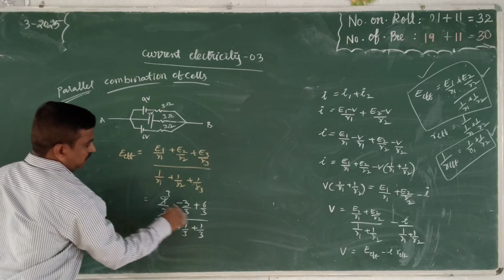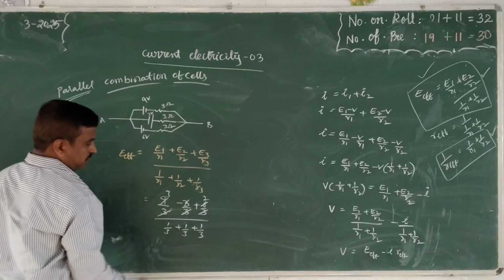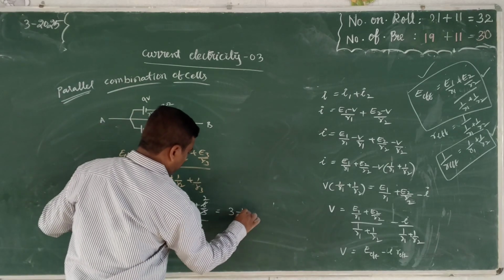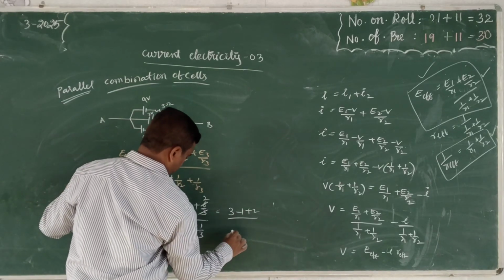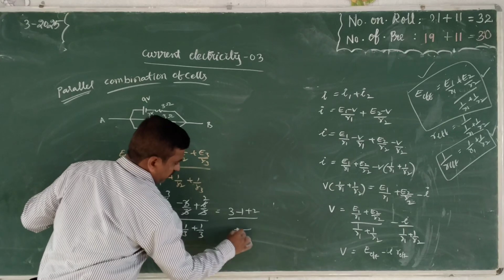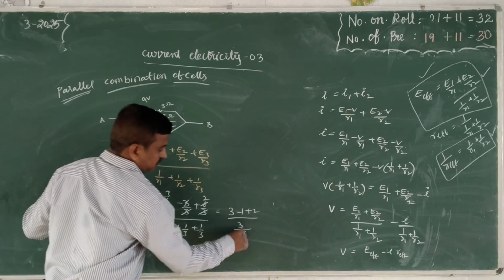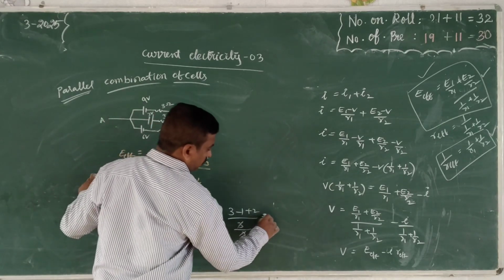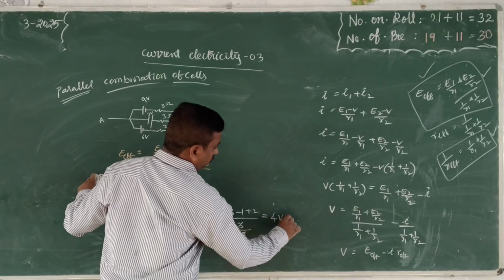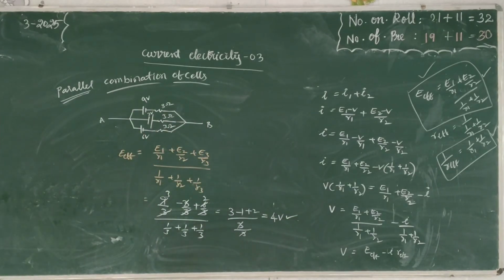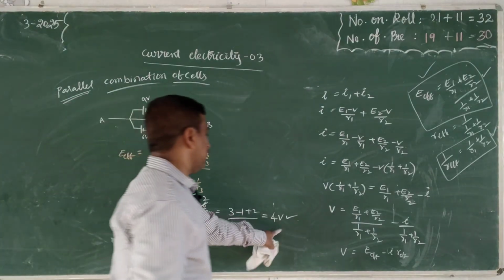Here 3, here 1, here 2. So what we get is 3 minus 1 plus 2, divided by, LCM is 3, 1 plus 1 plus 1, 3 and 3 cancel, 1. We get 3 minus 1, 2, 2 plus 2, 4 volt. That is the resultant EMF when cells are connected in parallel. In this case, it is the EMF.